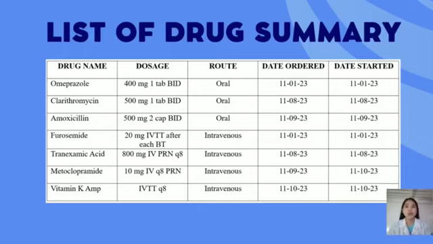So first is omeprazole with dosage of 400 milligrams 1 tab twice a day, clarithromycin 500 milligrams 1 tab twice a day, amoxicillin 500 milligrams 2 caps twice a day, and these 3 are taken orally. Furosemide 20 milligrams IVTT after each blood transfusion, tranexamic acid 800 milligrams IV PRN every 8 hours, metoclopramide 10 milligrams IV Q8 PRN, and vitamin K ampule IVTT every 8 hours. And these are given intravenously.